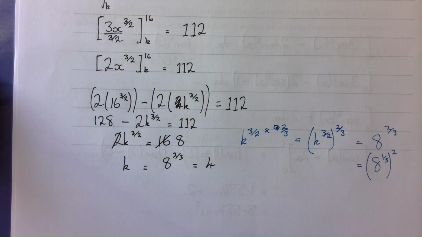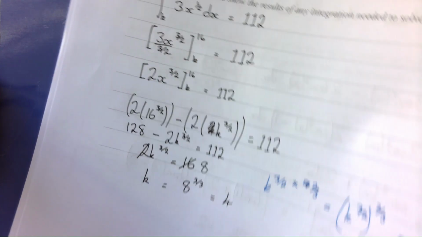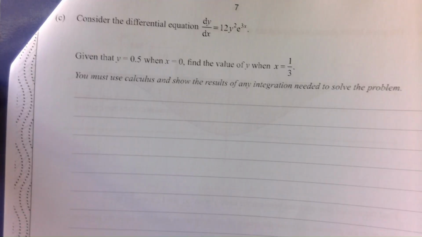Okay. If you did all of that, you got k equals 4, then that was achieved. It's a lot of work to achieve, but that's what you need to do. And then we are on to part C.